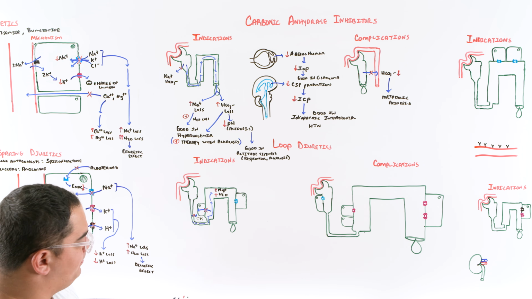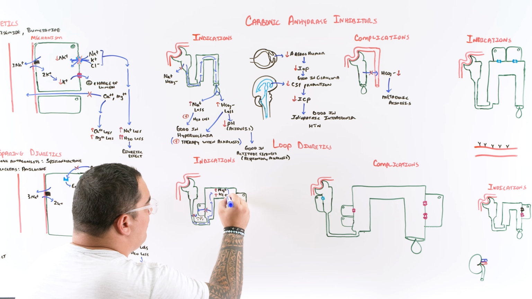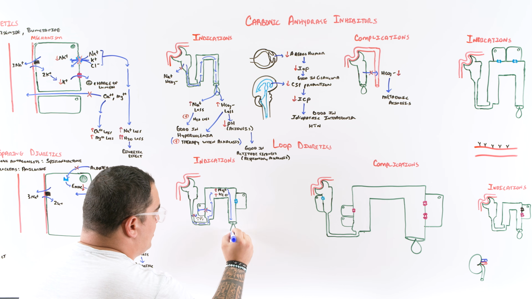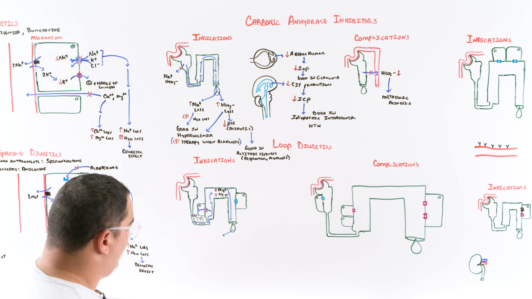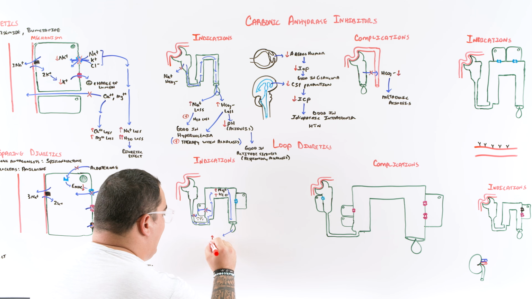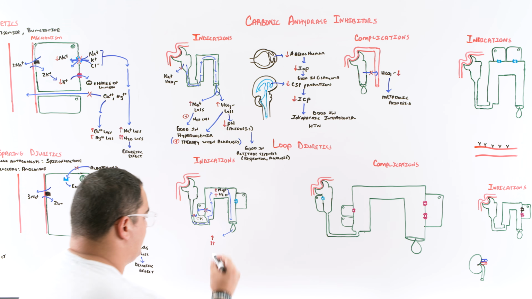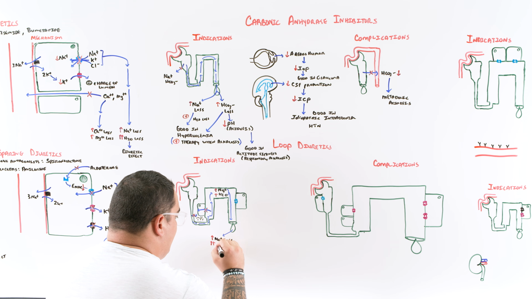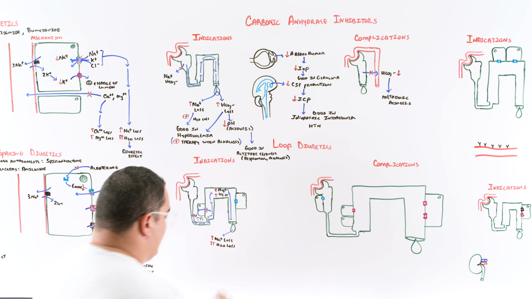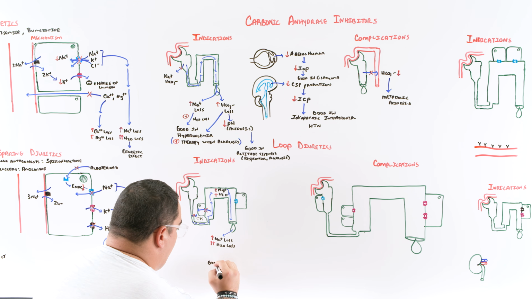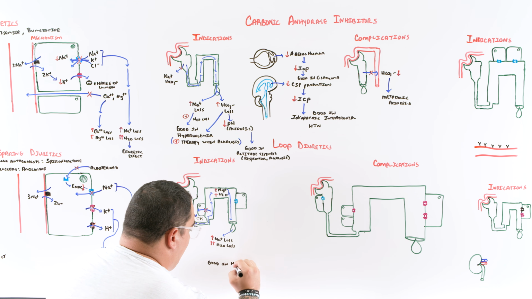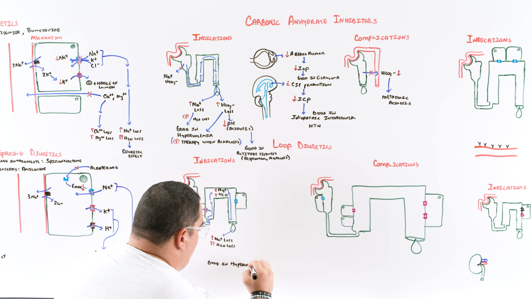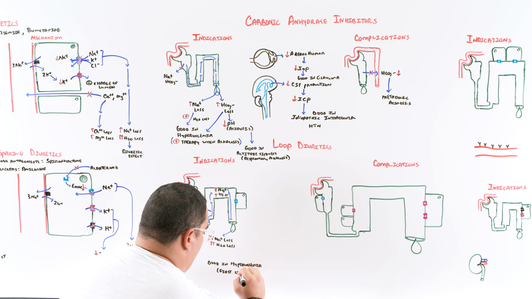What happens here is that some of this stuff gets lost into the urine. And I'm going to get a hefty amount of sodium and a hefty amount of water loss. And so the benefit of this is that it is going to be very, very good in hypervolemia. This is going to be your frontline agent. This is your first line drug.